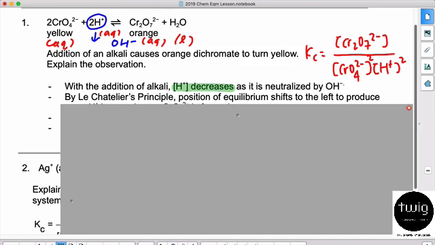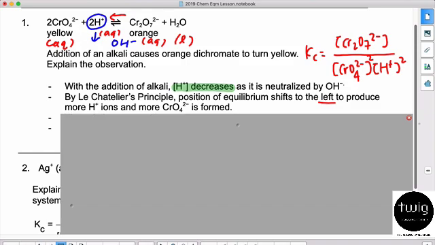I think some schools are very strict. They don't allow you to write LCP. They want you to spell out everything. So by Le Chatelier's principle, you say the position shifts to the left. But you can't just say shift to left. You must always explain why it wants to shift to left. So the why part is important as a marking point.